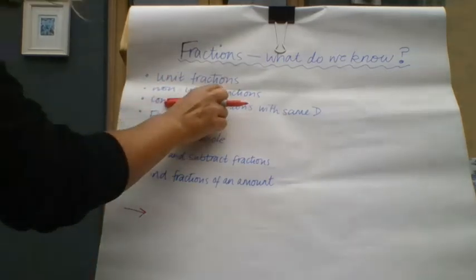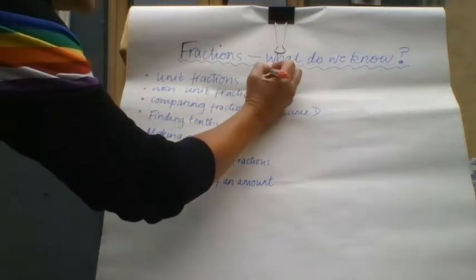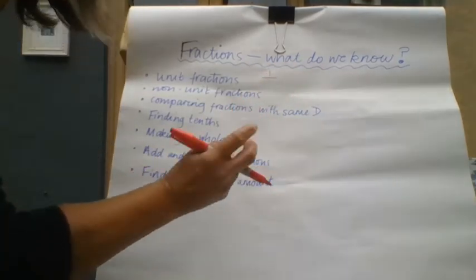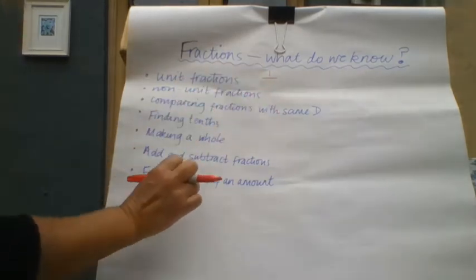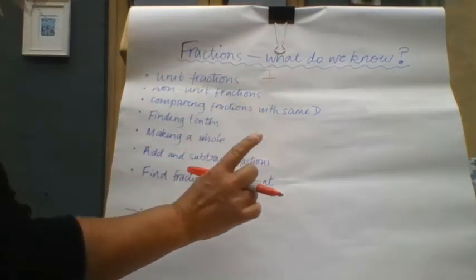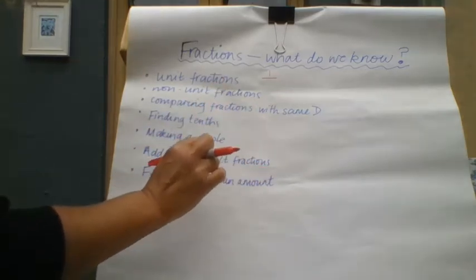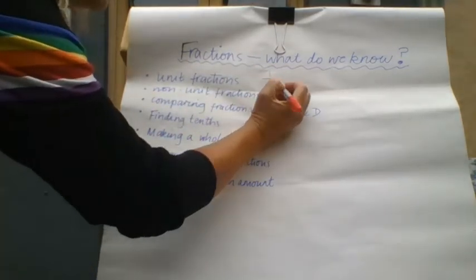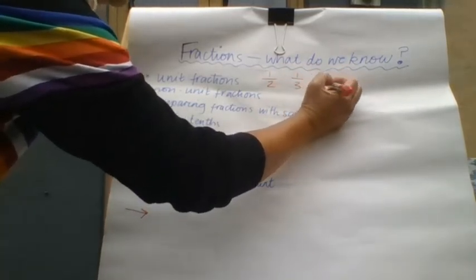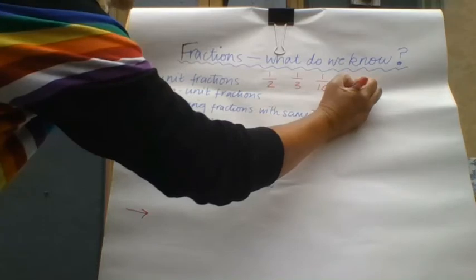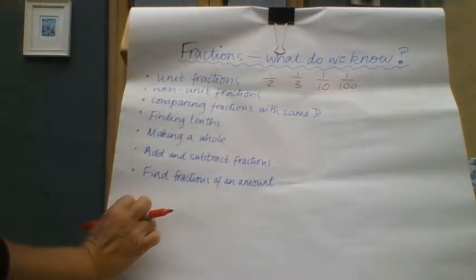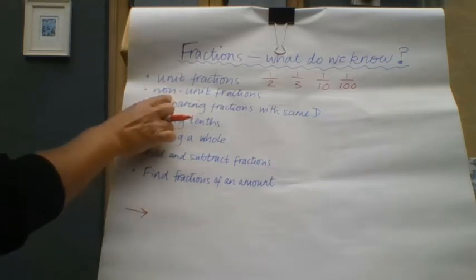So unit fractions is when we have the number 1 as a numerator. So our numerator is on top of our denominator. Numerator, denominator, and all fractions that have a 1 on top, so one single unit, are referred to as unit fractions. So that could be a half, it could be a third, it could be a tenth, it could be a hundredth.